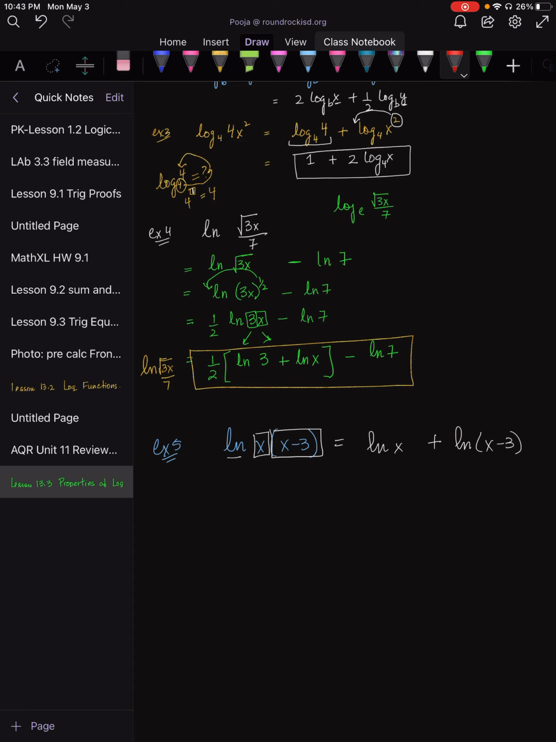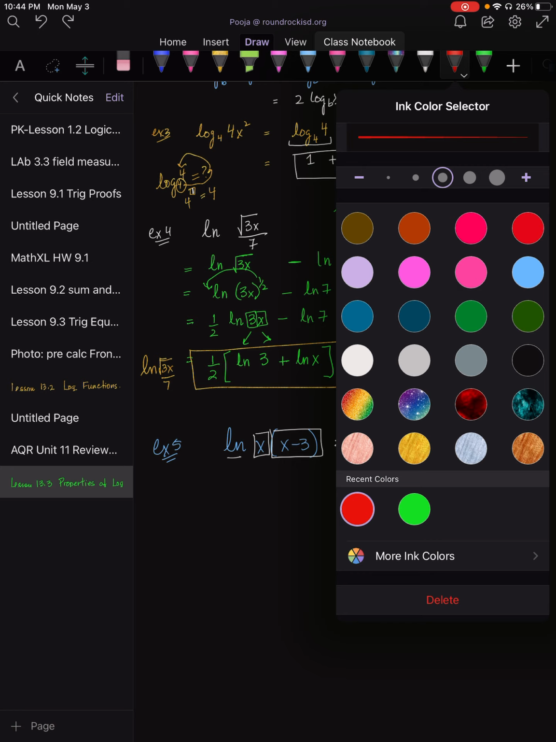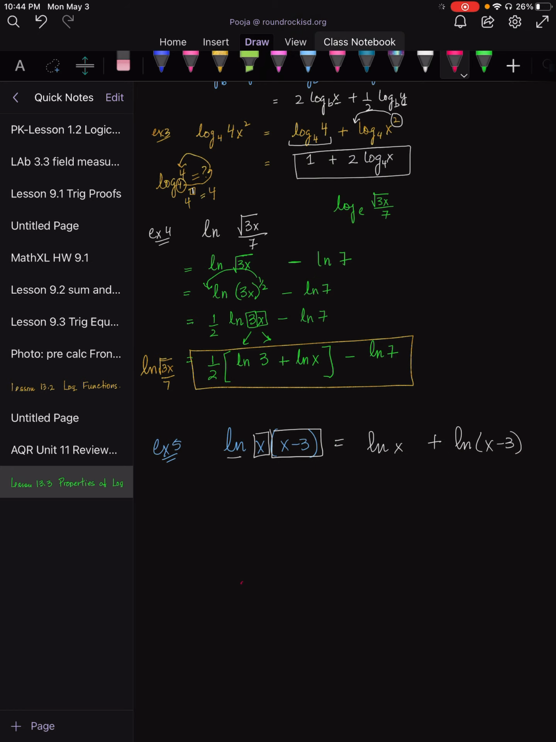Now do I see any powers? No, so there's no need to use property number 3. What else do I see? It looks like that's it. I don't see any power here.